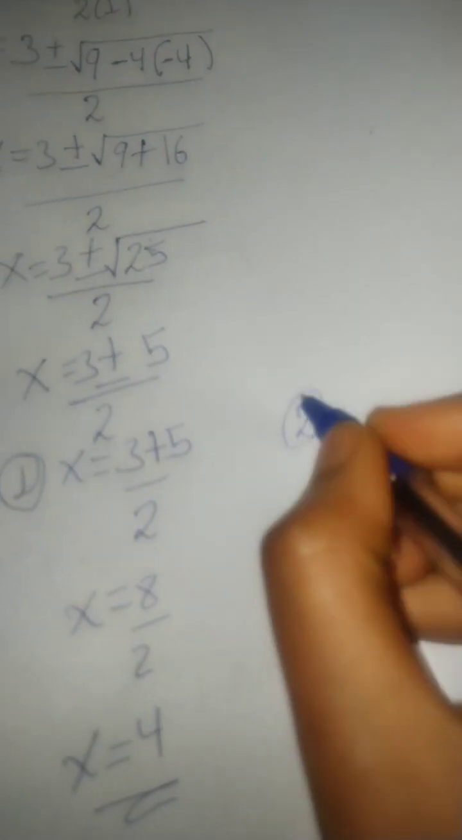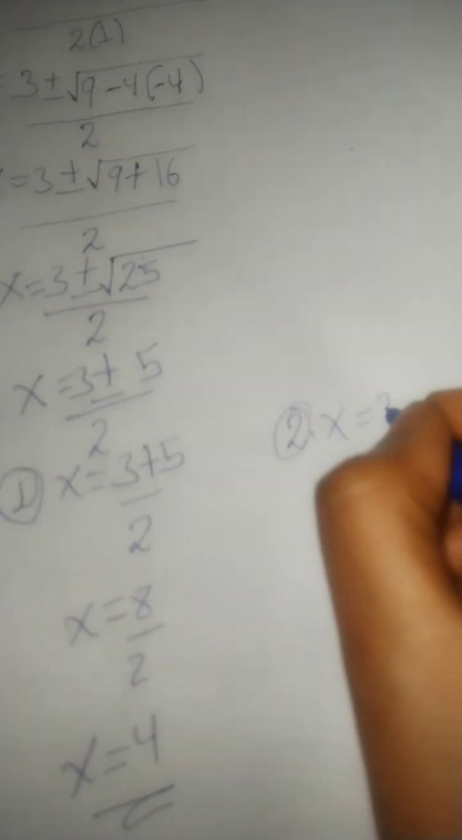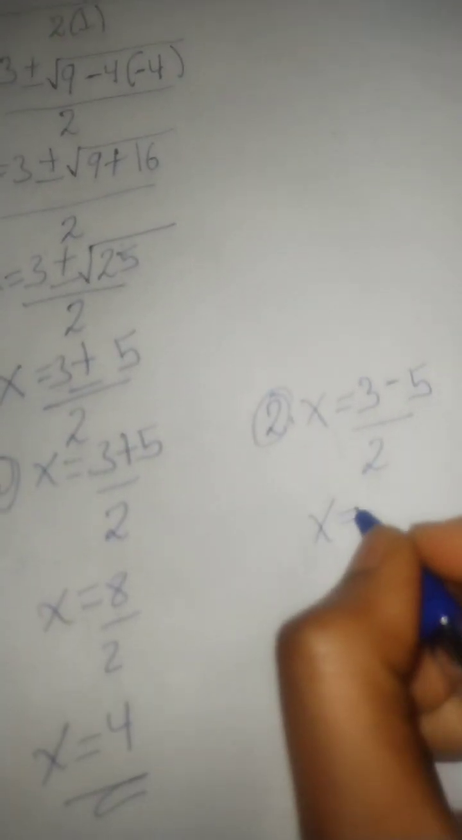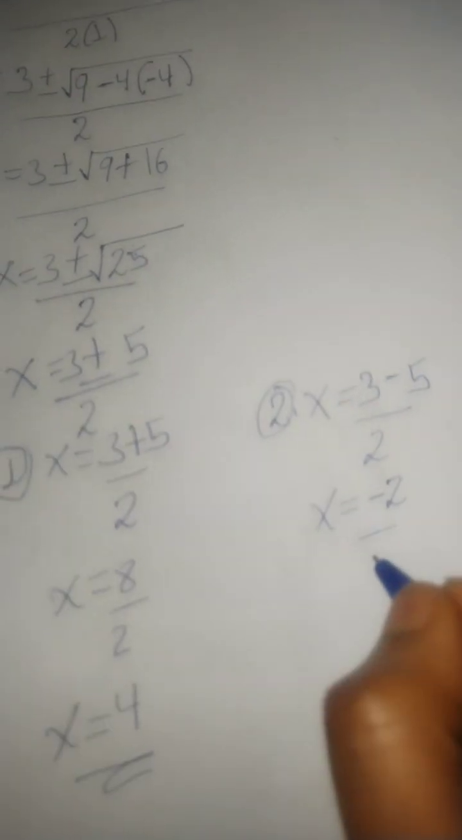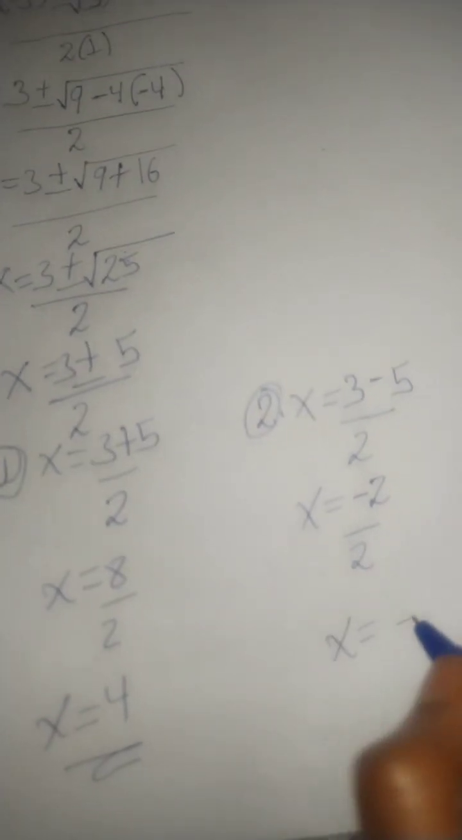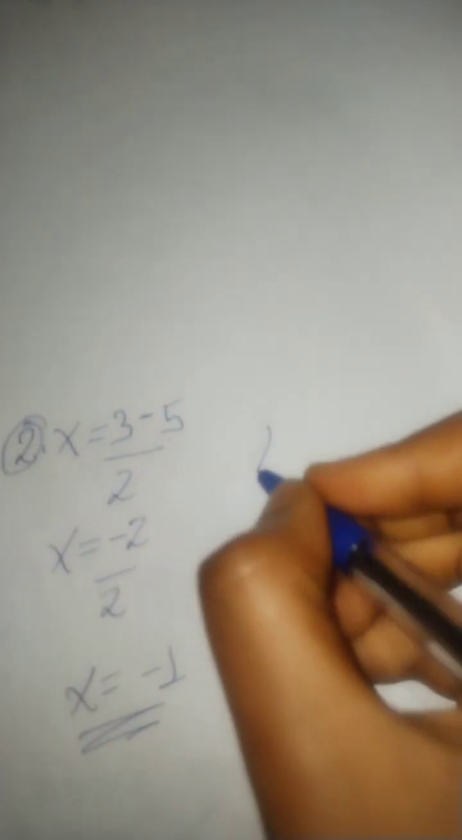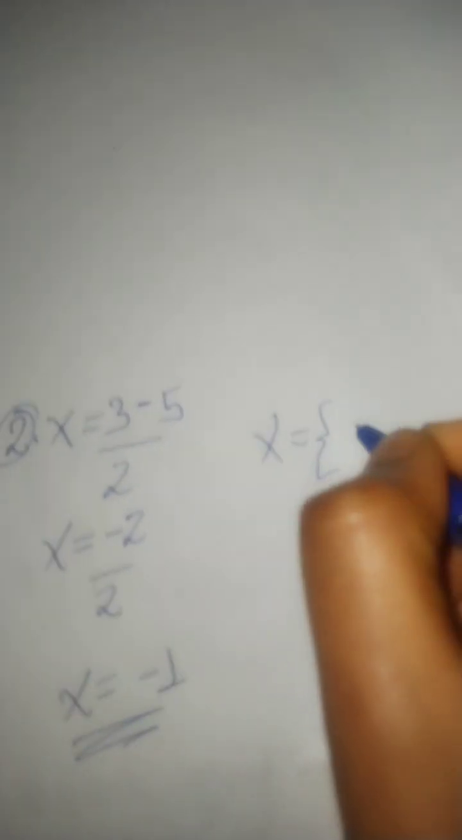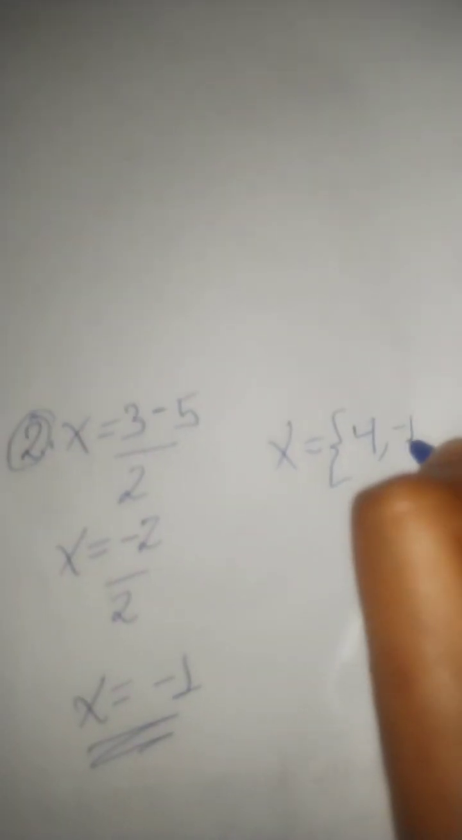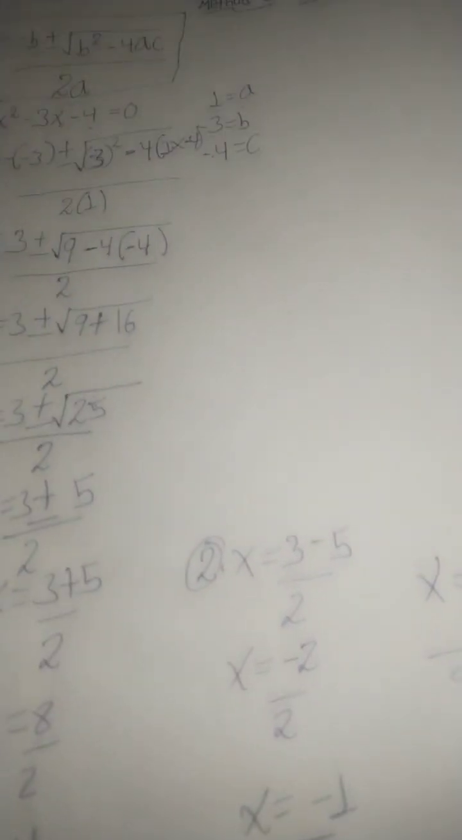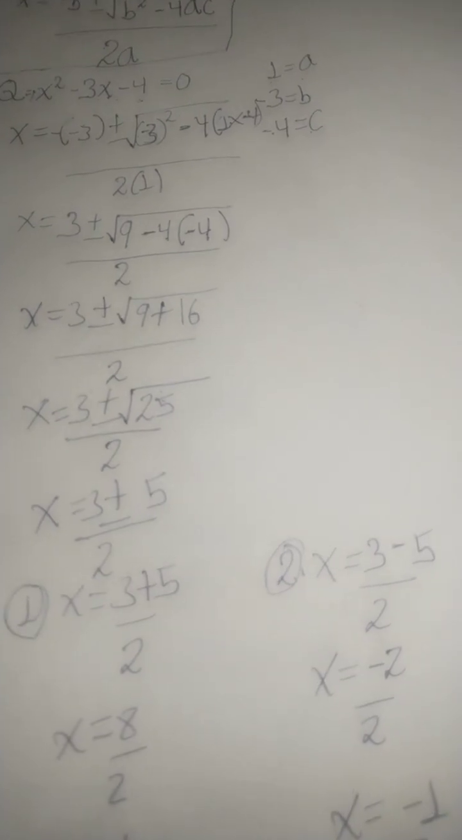And solution set 2 is using the negative, which would be x equals 3 minus 5 over 2. So x equals negative 2 over 2. Then x equals negative 1. So the solution set for x could be 4 and negative 1. When we write it, we can write x equals, we'll open a set, 4, negative 1. Both of these can be a solution for x. So this is one way of finding the solution set for x.